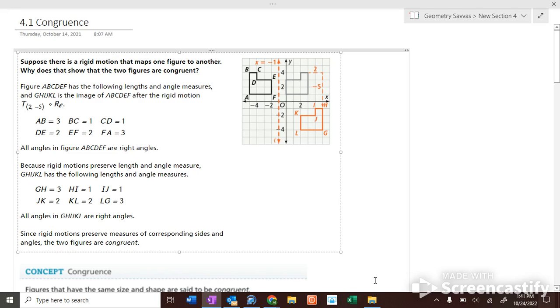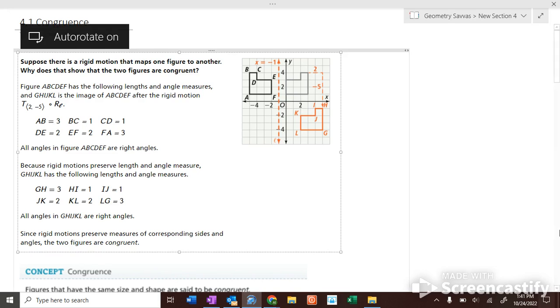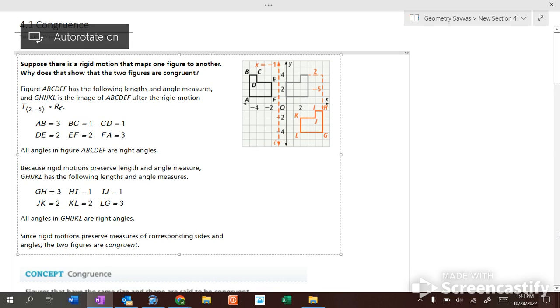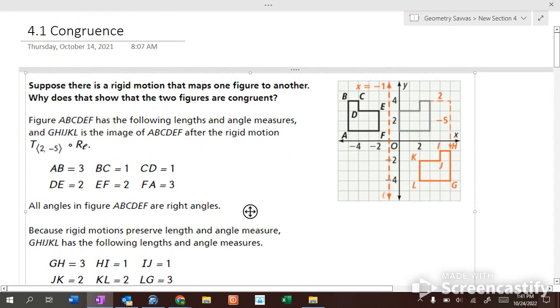We're going to first talk about congruence. So there is no vocab sheet this chapter, even though there's a couple vocab words. We won't get a vocab sheet or worry about a vocab quiz.